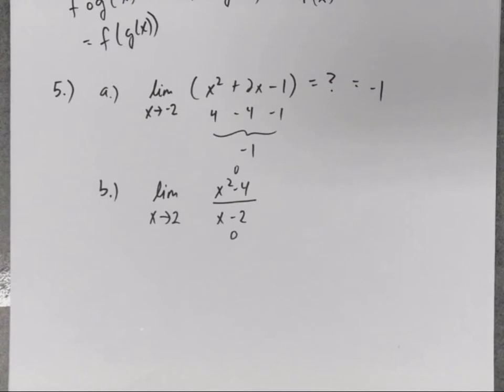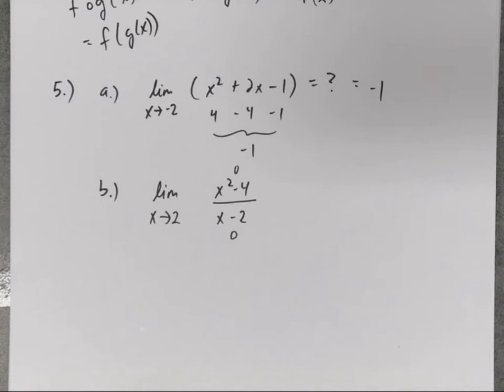So at that point I'm sort of stuck. However, we learned sometimes, especially in the case where you have 0 over 0, we can do a little bit of algebra and factoring and canceling, and sometimes we can actually come up with a number for the limit.